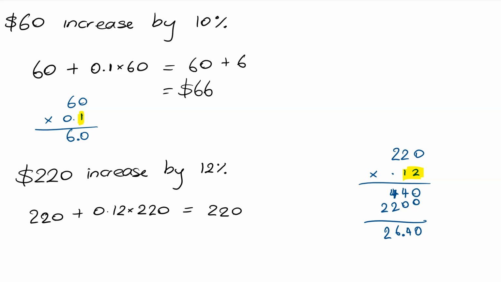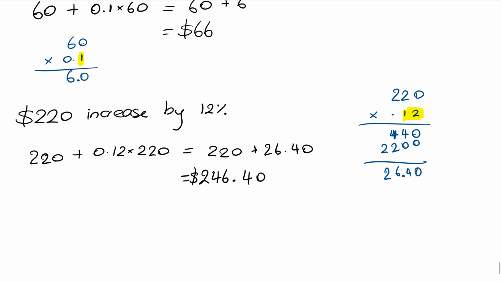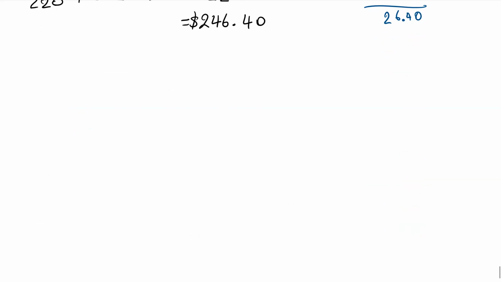So we're looking to increase this by 26.40. All right, and when we add this up, we get 246.40. So our final value will be $246.40. And this is what we do to increase by a percentage. Now let's look at decreasing by a percentage.